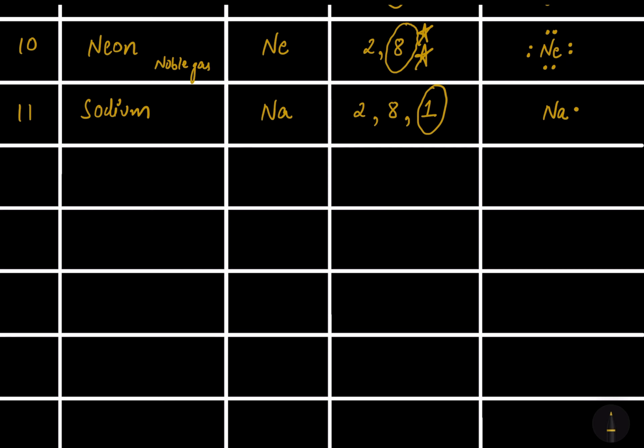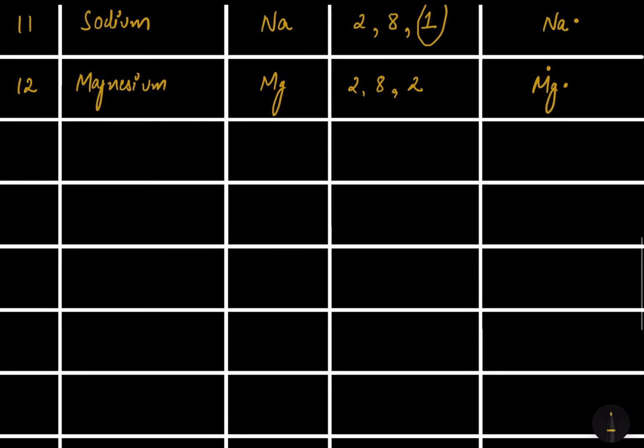Now let's talk about the atomic number 12. That's magnesium. The atomic symbol for magnesium is Mg, and its configuration comes out to be 2, 8, 2. Here the first shell is having 2 electrons, the second shell is having 8 electrons, and the third shell, that is the outermost shell, is having a total of 2 electrons only. So we have to show the symbol like Mg, and we have to show the 2 dots, the 1 and the 2, that is the 2 electrons.